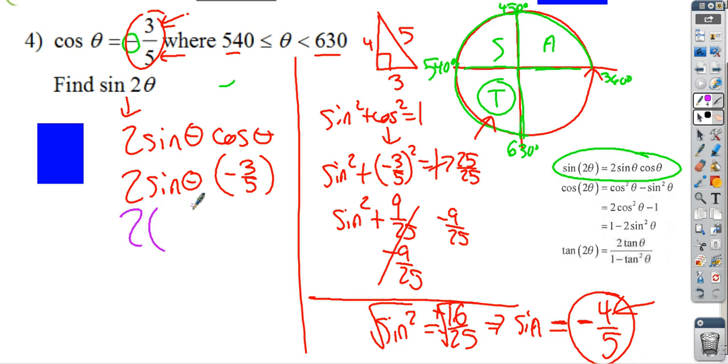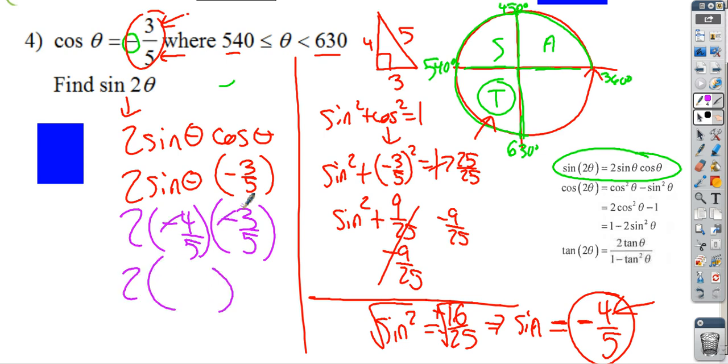So let's figure out what this is going to be now. So cosine is still negative 3 over 5. Sine we just found is negative 4 over 5. So that's going to be 2 times negative is positive. 4 times 3 is 12. 5 times 5 is 25. And then 2 times 12 is going to be 24 over 25.